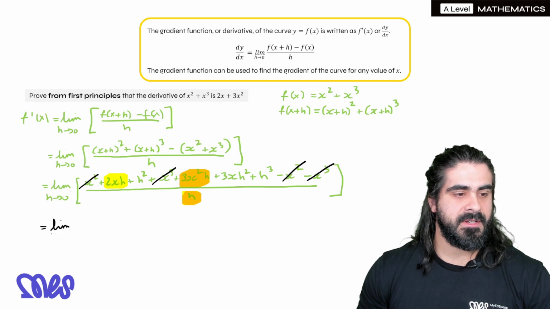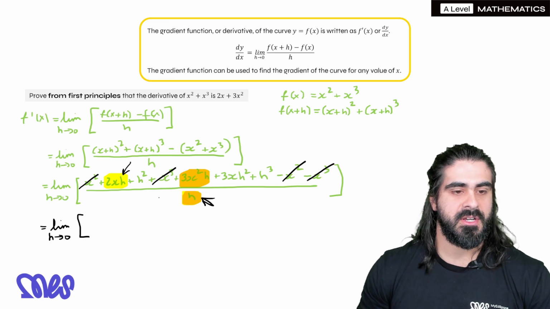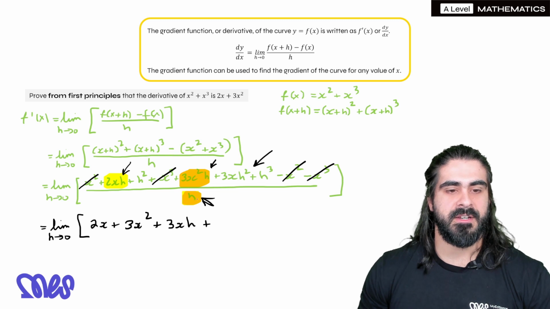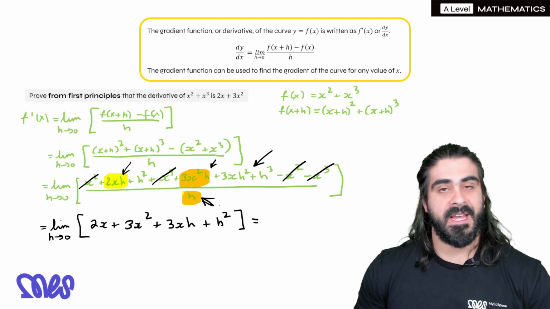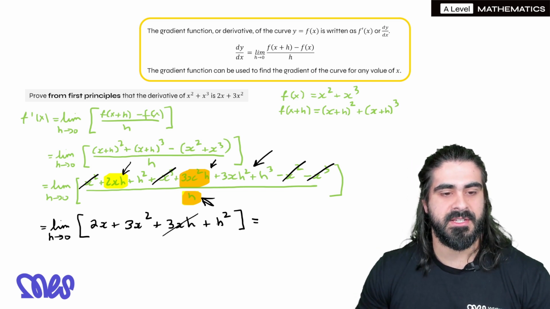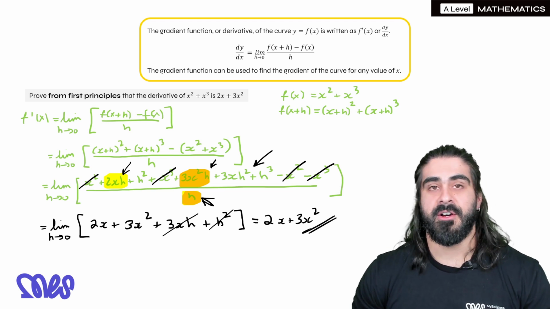So we're left with the limit as h tends to 0. If we do 2xh divided by h, we're just left with 2x plus. When we do 3x squared h divided by h, we're just left with 3x squared. If we do 3x h squared divided by h, the h squared cancels with the h to leave 1h. And then h cubed divided by h is h squared. Now, as h gets smaller and smaller, at that theoretical 0, the terms in h disappear, and we're left with 2x plus 3x squared, and that's now proved.